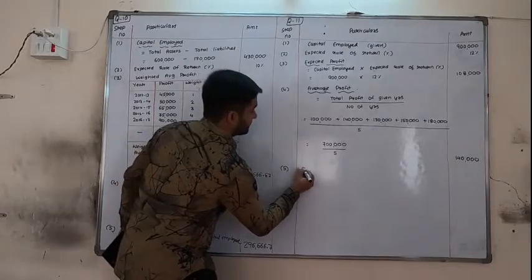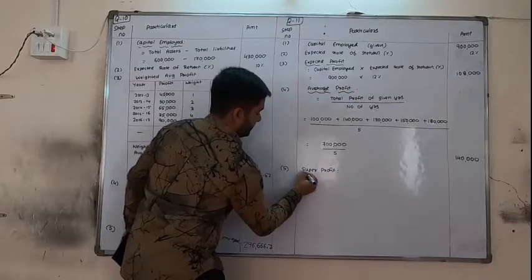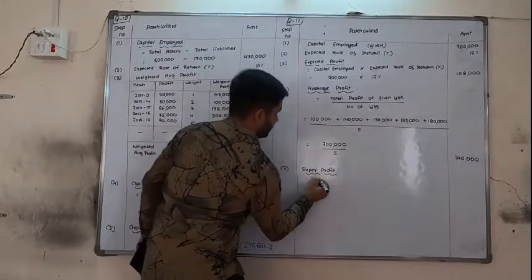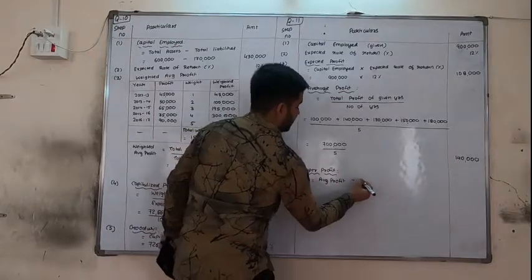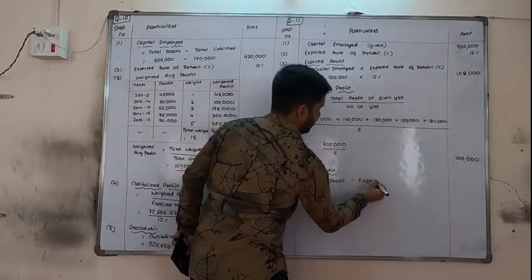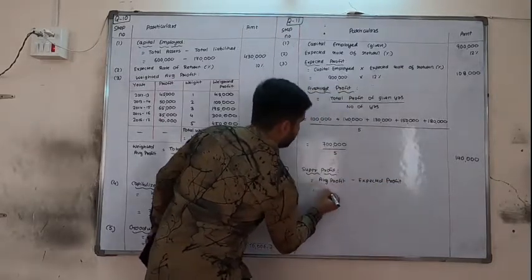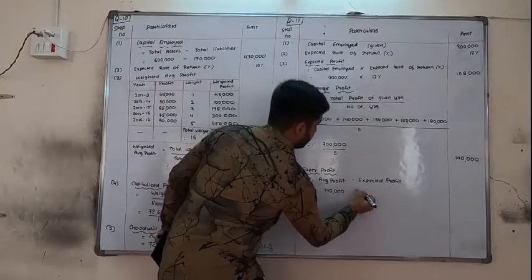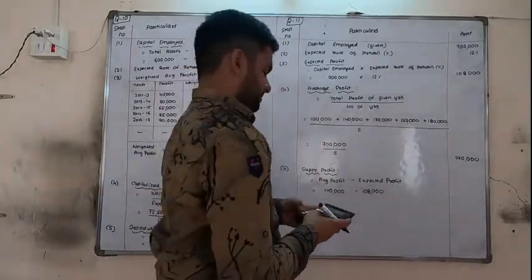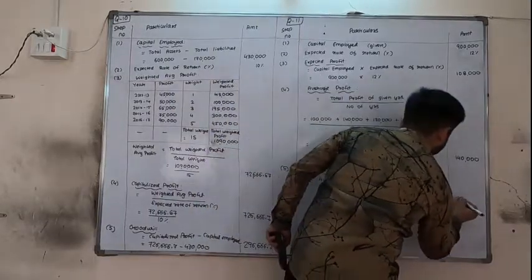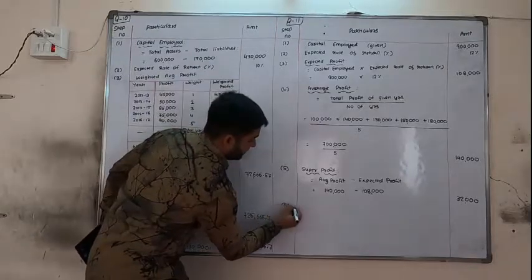Number 5. Super profit. So super profit is equals to, as we have used, average profit minus expected profit. So 1,40,000 minus 1,08,000. It will be 32,000. Last step is goodwill.